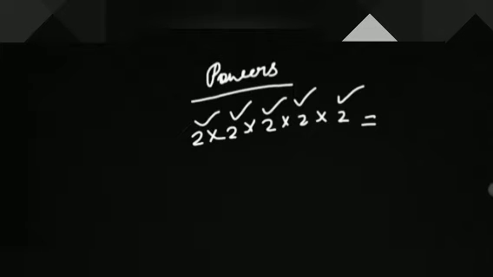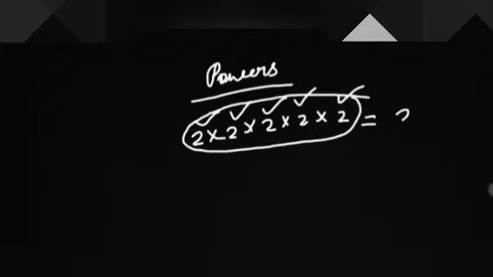And which is the number which is being multiplied here? Yeah, 2 is the integer which is being multiplied, isn't it? And 2 is known as what? Yeah, 2 is known as the base of this power form. And 2 is multiplied how many times? Yeah, 1, 2, 3, 4, 5 times.